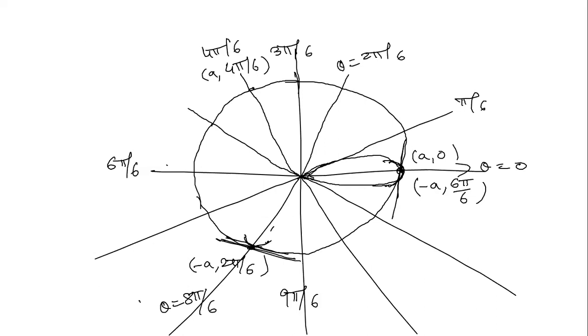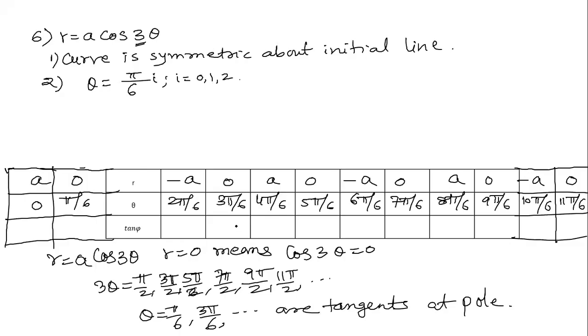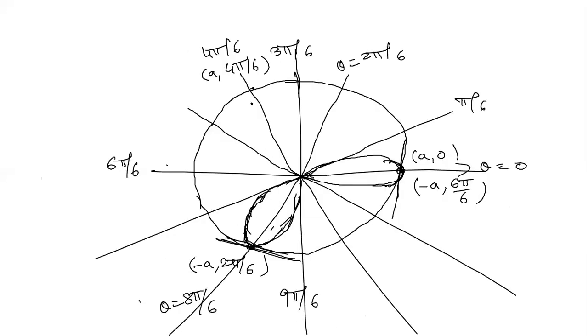And we know that theta equal to 9 pi by 6 is tangent at origin, and similarly theta equal to 7 pi by 6 is another tangent at origin. So this is the second loop. After that, we go for theta equal to 4 pi by 6, r equal to a. Theta equal to 3 pi by 6 is tangent at origin. Theta equal to 5 pi by 6 is another tangent at origin.